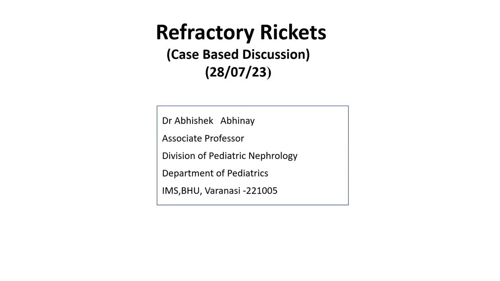Yes, sir. So diseases apart from rickets, like skeletal dysplasias, might have low ALP levels and hypophosphatasia, like sir mentioned. They may have normal levels, so they may look like rickets, but then the X-rays are quite characteristic. And I think we can proceed with case-based discussion. Okay, sir. Please carry on.